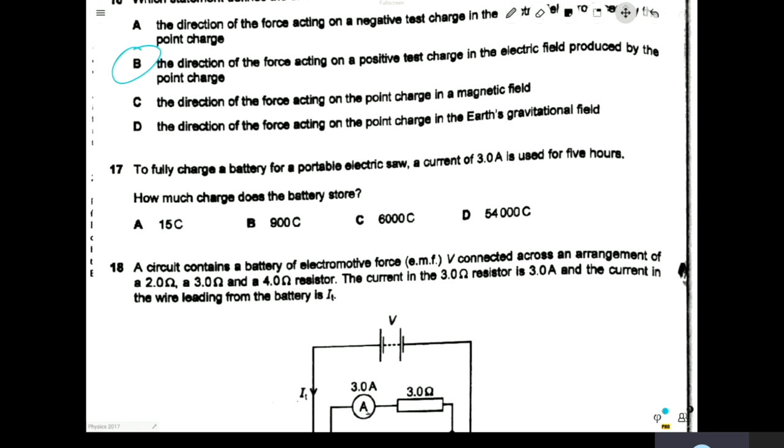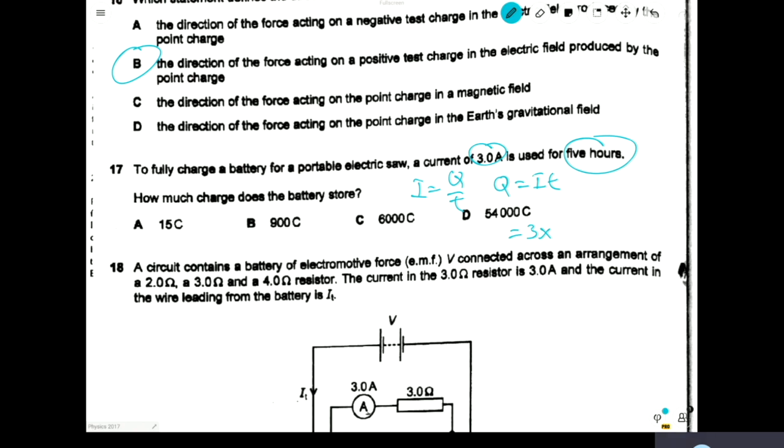Next. Okay, to fully charge a battery, a current of 3 A is used for 5 hours. How much charge? So formula time. I equal Q over T. So Q equal to IT. So must take the current times time. So current is 3. What do we do with the time? Time, is it 5 hours? No, convert it to seconds.